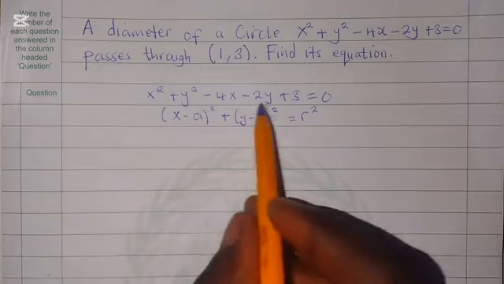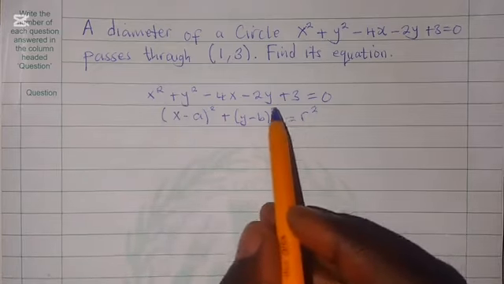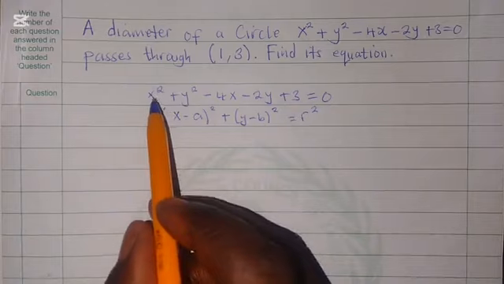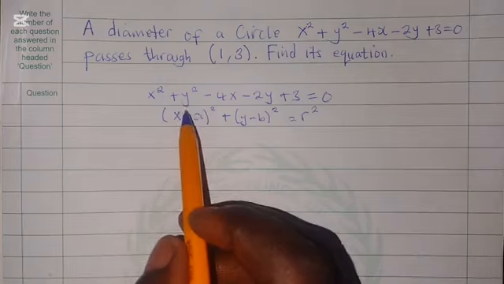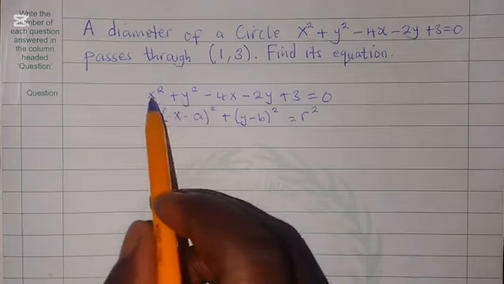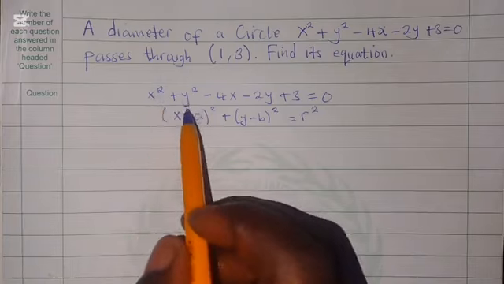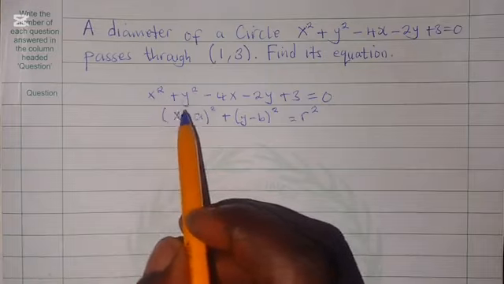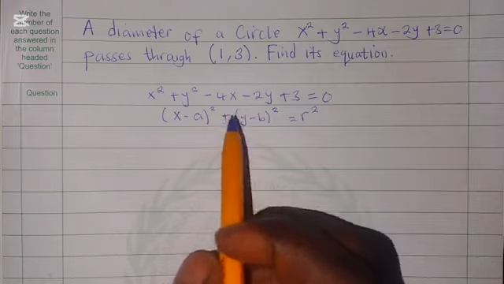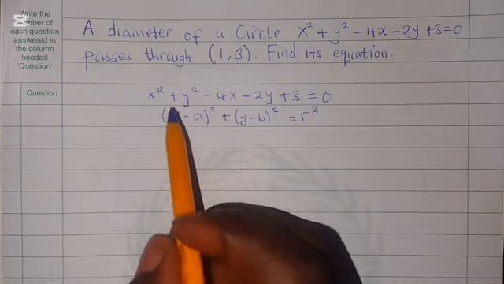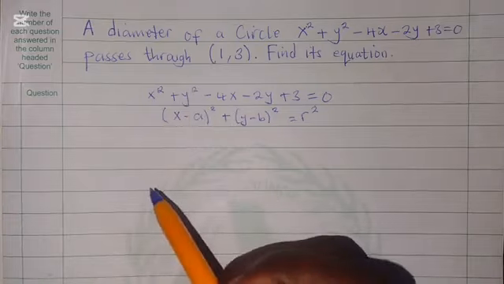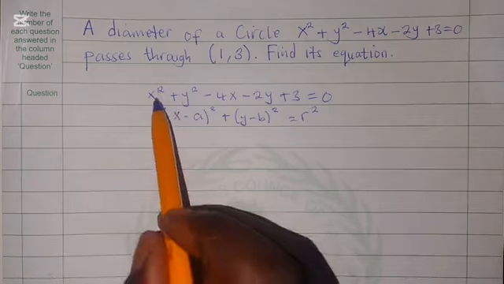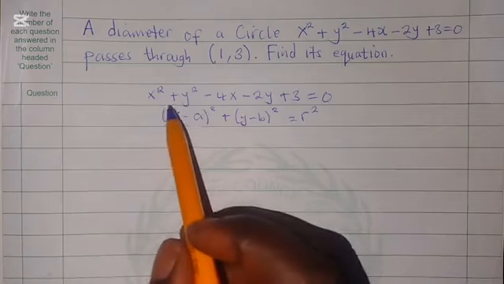Now, when you look at this equation that we have been given, we must ensure that the coefficient of x squared is always 1 and the coefficient of y squared is always 1. In this case, the coefficient of x squared is 1 and of y squared is 1. But if it's not 1, you need to divide throughout by that coefficient so that the coefficients of x squared and y squared are always 1.